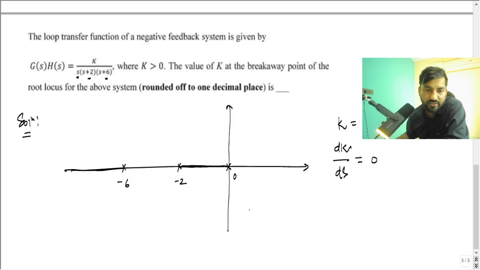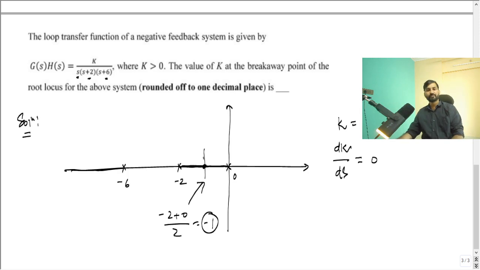So what we can do here is take the midpoint of -2 and 0. What is the midpoint of this? The midpoint is going to be here: -2 plus 0 divided by 2, which is -1. So at this point the breakaway point might exist, understand. I mean to say that as you increase k, your poles are going to meet at this point, and then they will break away, understand.